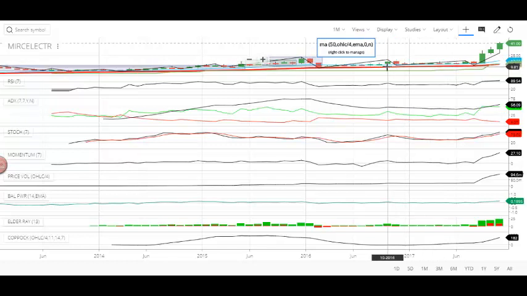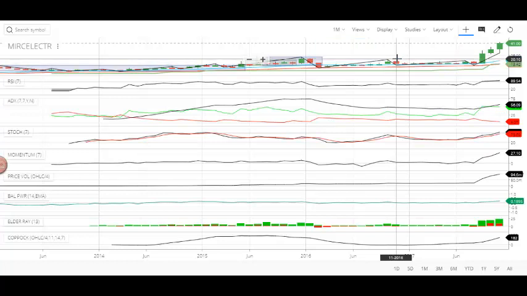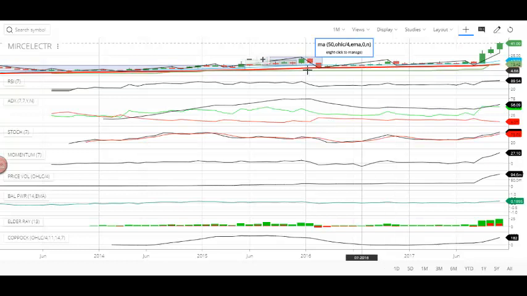Why? Because it is not making new lows, whereas it is making new highs which are lower than the previous high, but the low is increasing. You see, I'm keeping the crosses here. This time the stock was trading at 7 rupees 75 paise, whereas here the stock is trading at 11 rupees 35 paise. So that is the bottom price that the stock has hit.